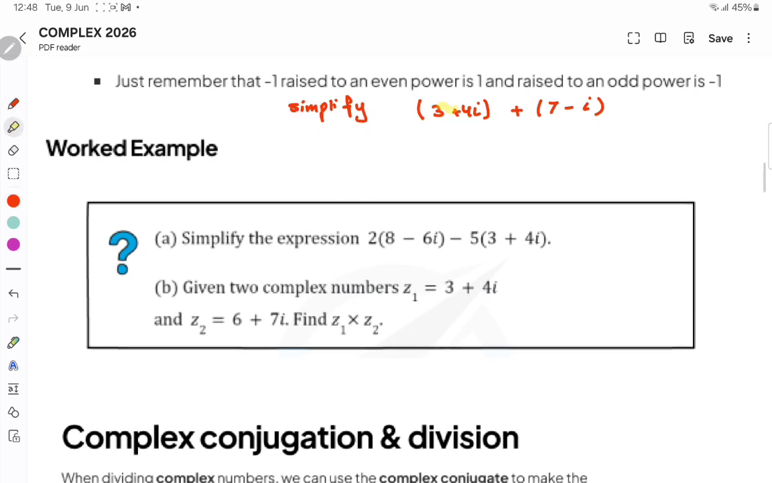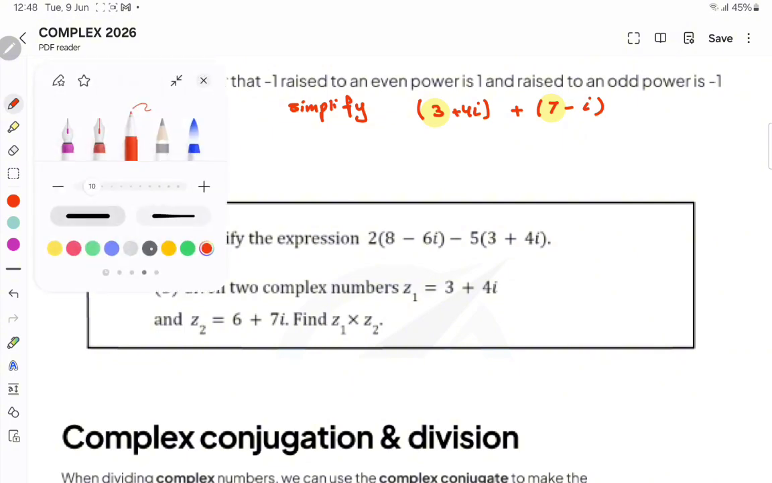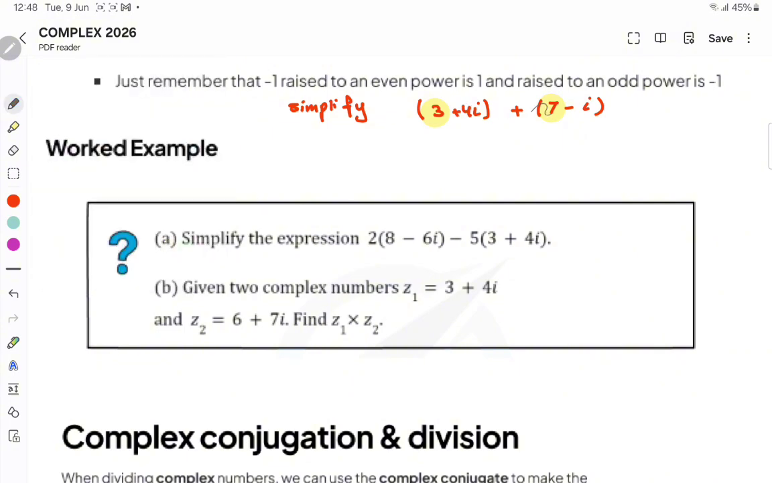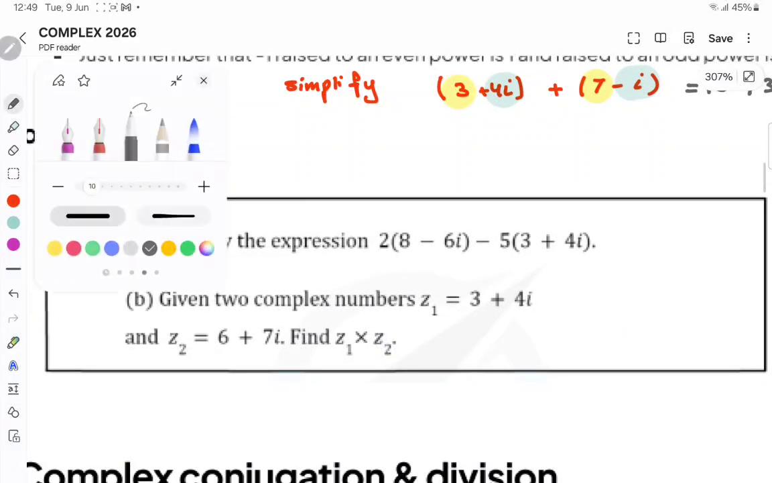To add complex numbers, we just add the real to the real. So here 3 plus 7 will be 10. And imaginary with imaginary, so positive 4i minus i will be positive 3i. So if you add or subtract two complex numbers, we just add real with real and imaginary with imaginary. Let's go practice some questions like that.